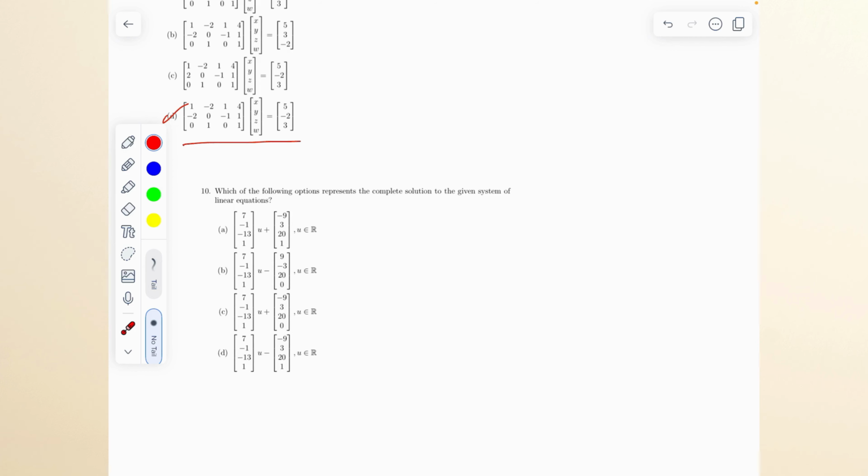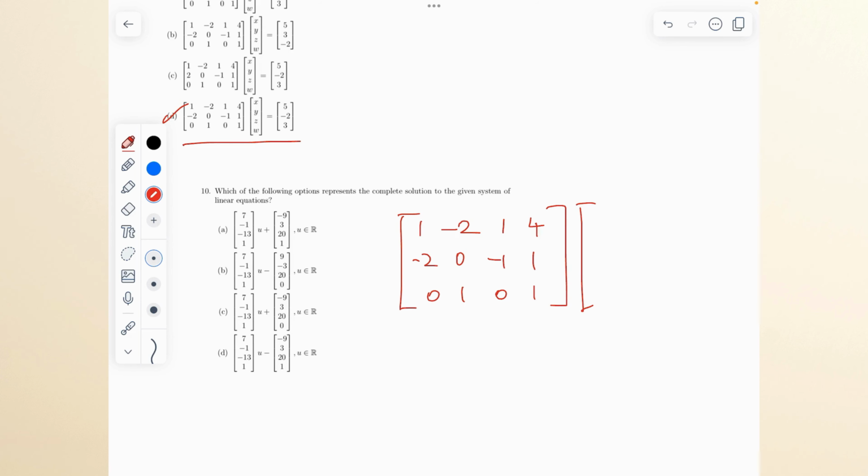So this option D, let us write separately to solve the 10th question. Here from option D, the matrix I am writing as it is: 1, minus 2, 1, 4; minus 2, 0, minus 1, 1; 0, 1, 0, 1. Next, X, Y, Z, W equal to 5, minus 2, 3.